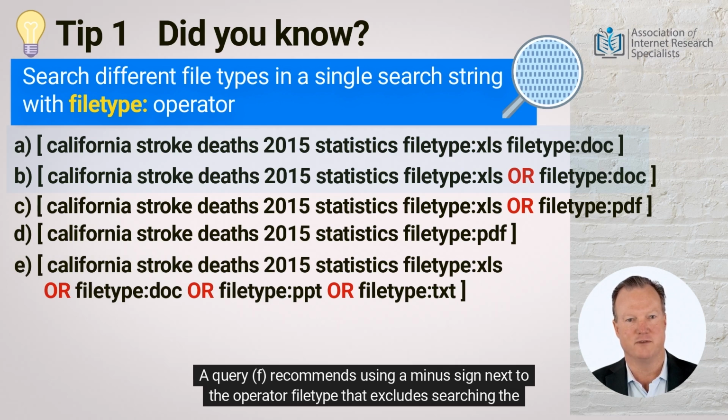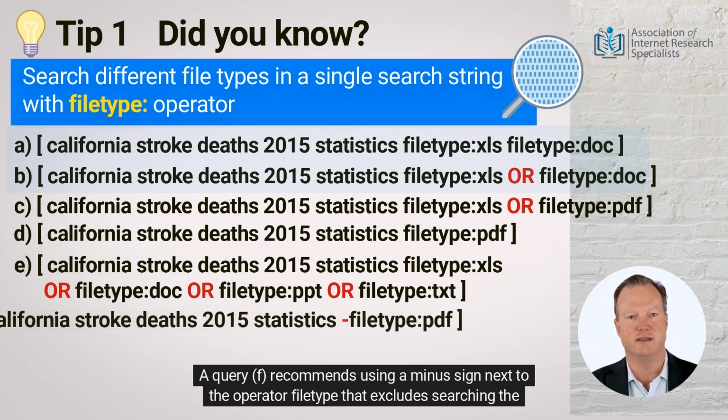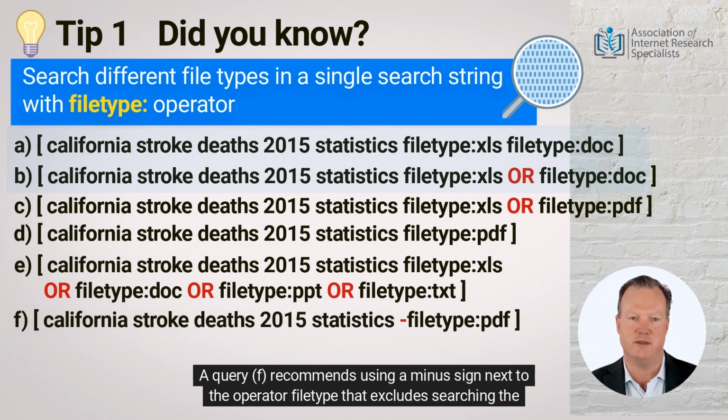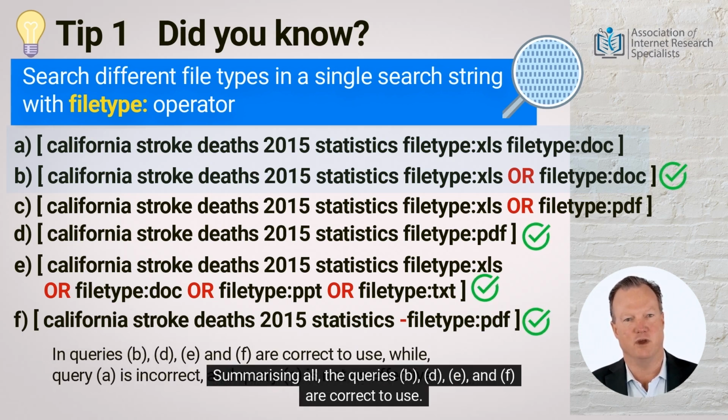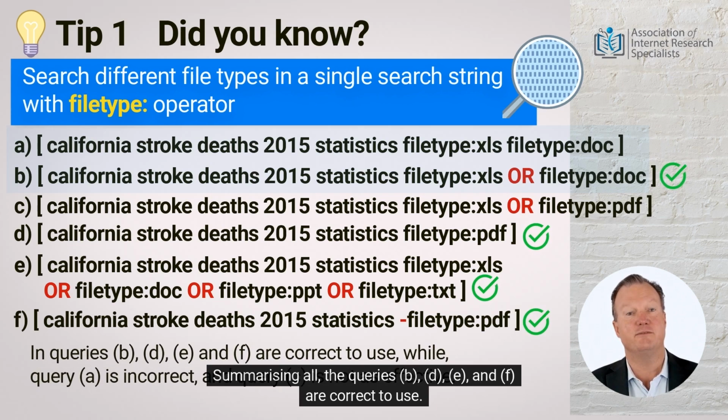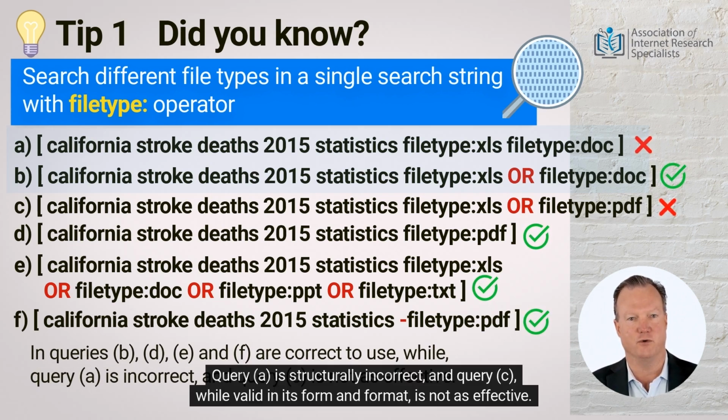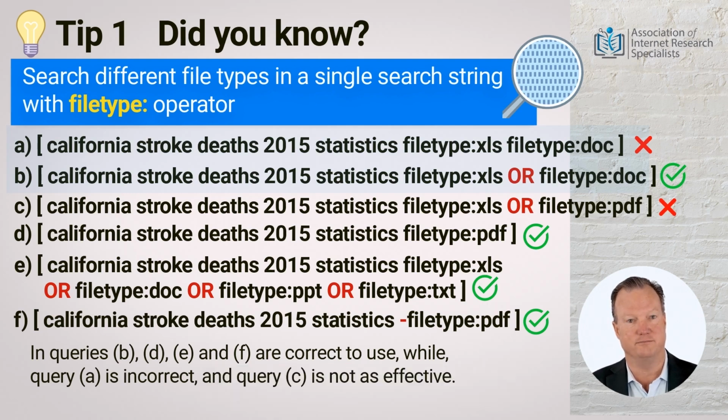Query F recommends using a minus sign next to the operator filetype that excludes searching the PDF formats. Summarizing all, the queries B, D, E, and F are correct to use. Query A is structurally incorrect, and query C, while valid in its form and format, is not as effective.